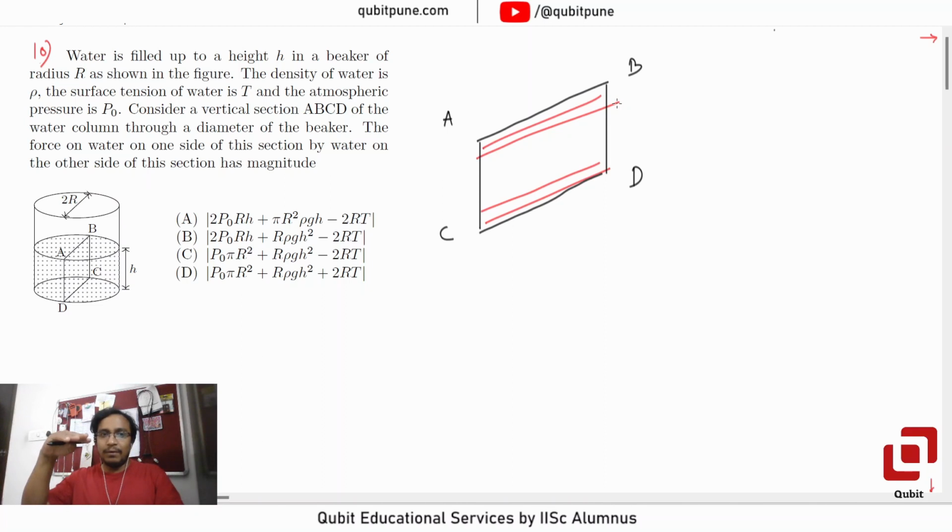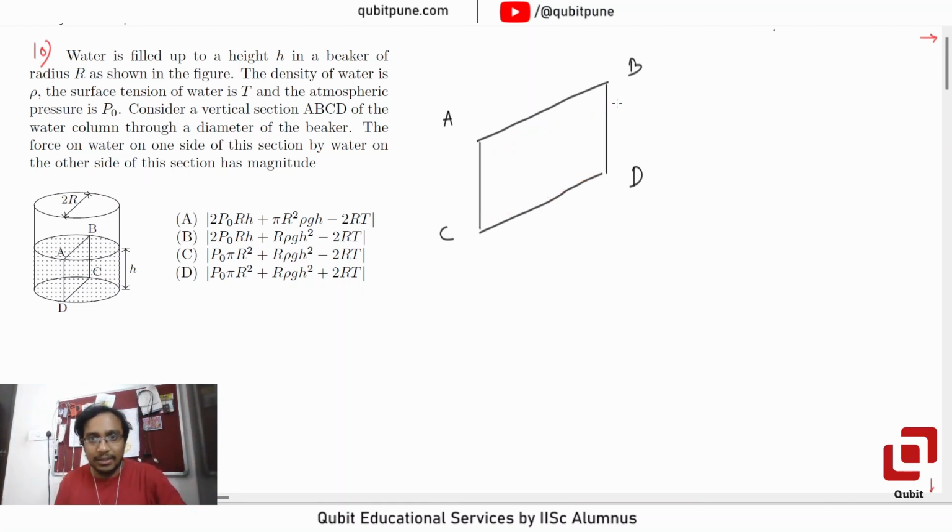And how will we calculate that pressure? That pressure will be atmospheric pressure plus rho g h. But because we want to find the net force, we have to consider integration here. Please try to understand why integration is being used. Because on every area, the deeper it is from AB or from the surface, greater will be the pressure there and therefore the force.